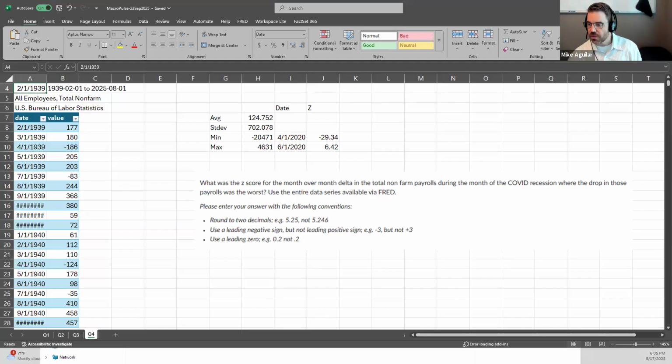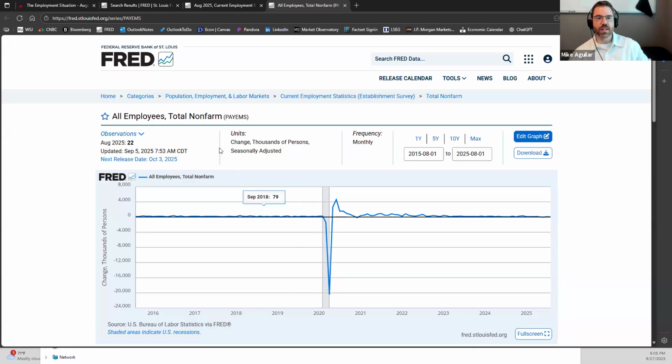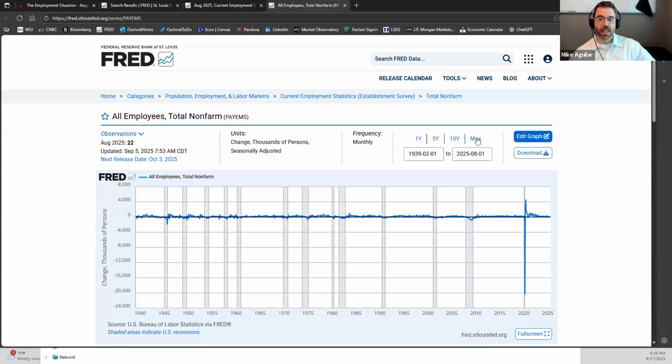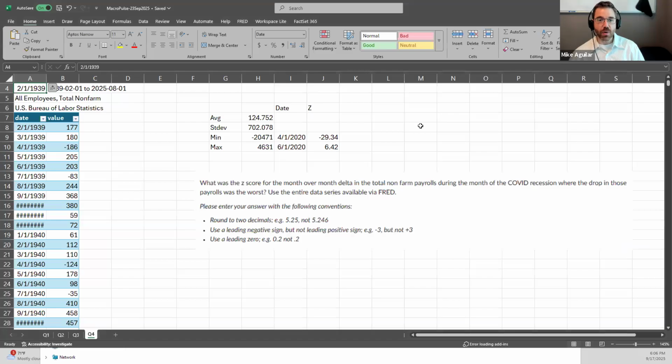So let's go back to our series here. This is the total non-farm payrolls. I zoomed in 10 years. Let's go max. And by far, that was the worst. Look at that, right? There's nothing like that. So we can effectively say this question is not just about the COVID recession. This question is about the worst month-over-month delta in the entirety of the history that we have data available. What was the Z-score?